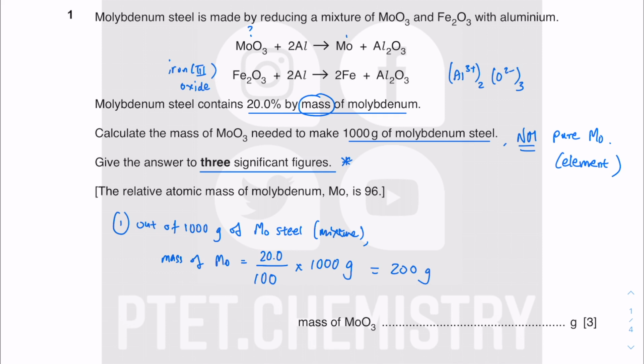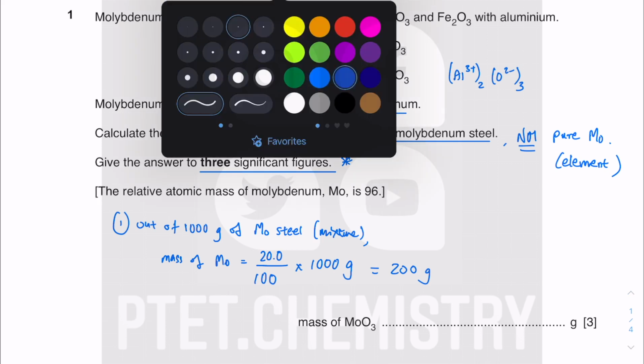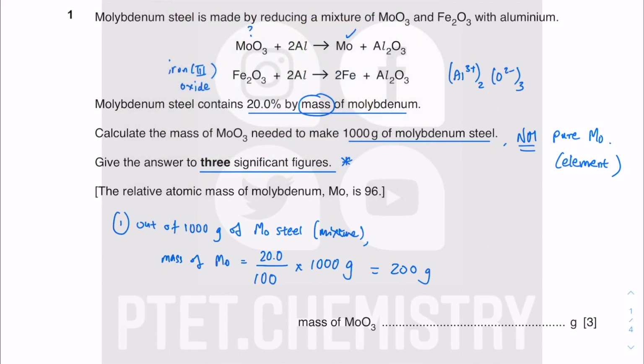So I now know I want 200 gram of molybdenum, but I don't know how much mass of this I need. Hope you can see that the mole ratio there is 1:1. Mole ratio is not mass ratio. This is mass, these are mole. So what I need to do now is the mole of MoO3 to the mole of Mo is 1 to 1, is equal to, now I need the Mr of MoO3, I also need the Ar of Mo. The Ar of Mo is already given here, which is 96.